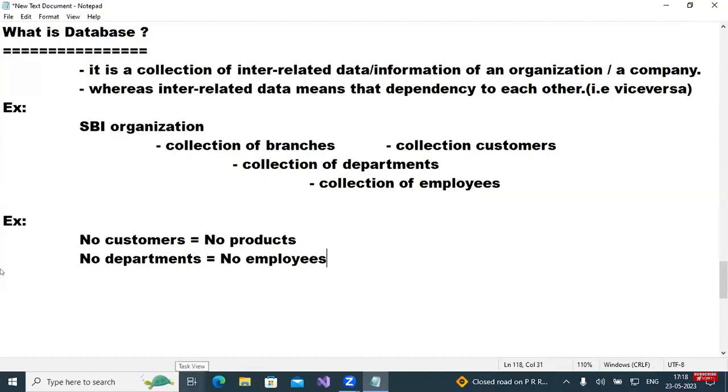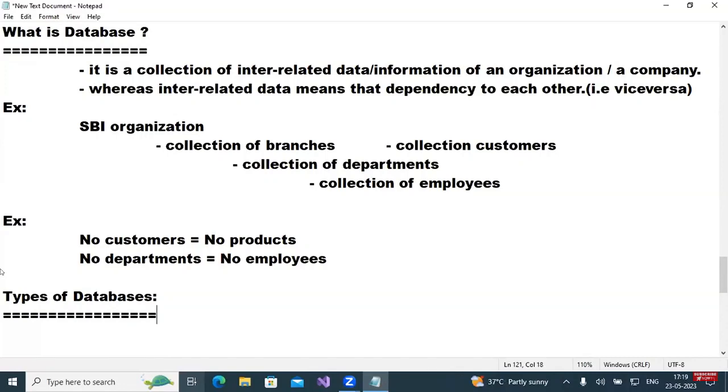Okay, so these are the three terms: data, information, and database. Then after, the most important topic and concept, types of databases. It's one of the very, very important ones, so don't miss this topic. If you get some idea on this, then you will understand what Oracle is and for what purpose we use Oracle in real time. If you miss this topic, there will be a lot of confusion.